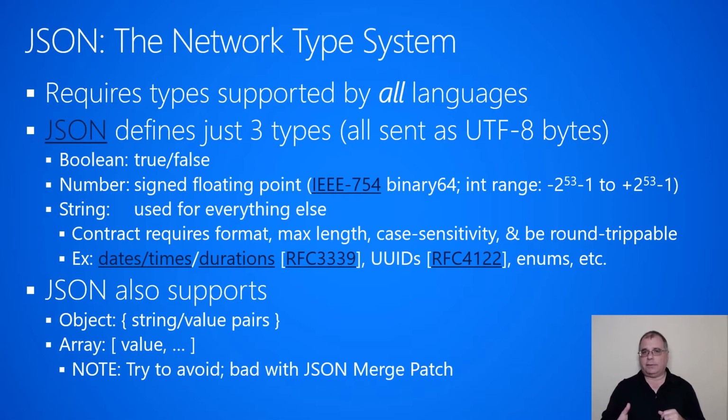So a lot of services would like to use 64-bit integers, but that's not representable in some languages like JavaScript, which treat all numbers as these 64-bit floating point numbers, which limits the integer range that's possible. So try to stick to integers that are within this range that I show here. And then the third and final data type that JSON supports is string, and that's really used for everything else.